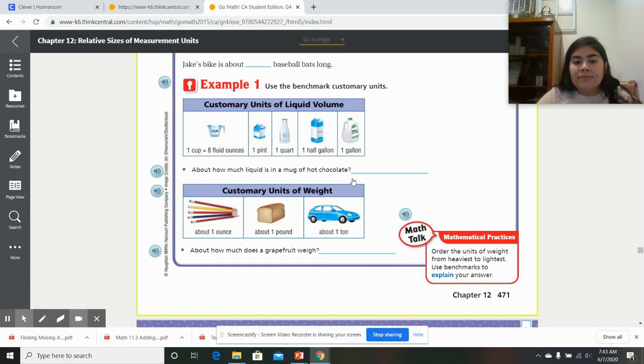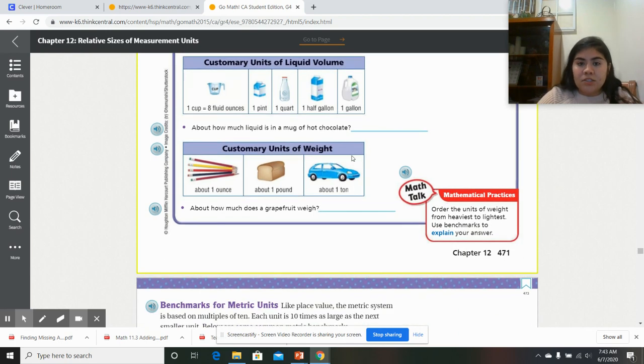Then we have customary units of weight. So these pictures are here to help show you how much liquid would fit in each, right? This is obviously bigger than this. Then we have customary units of weight.